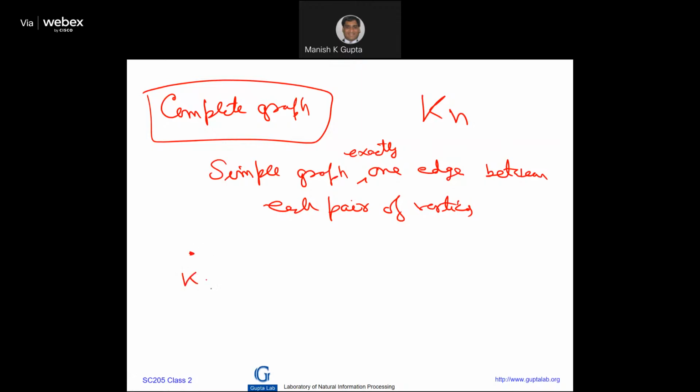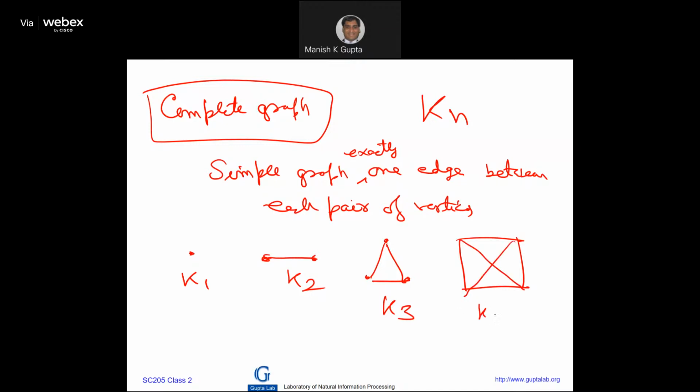So this is your K1, K2. There is one edge between two vertices. What will be K3? This, and this, K3. K4. Between any two vertices, there is one edge, right? And similarly K5, you can find it out.